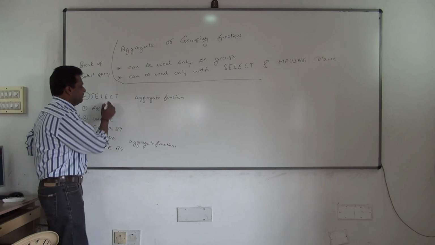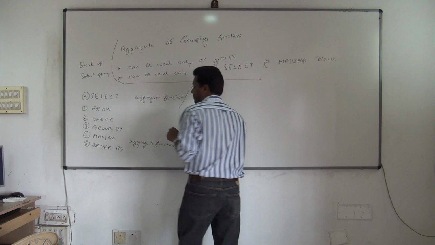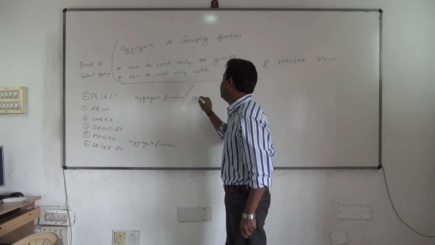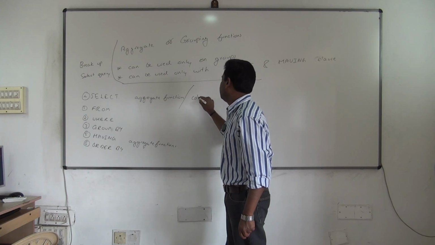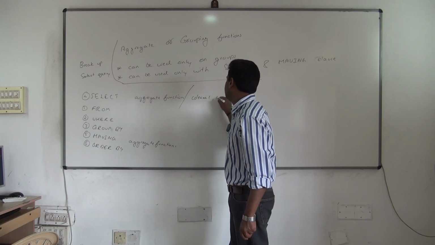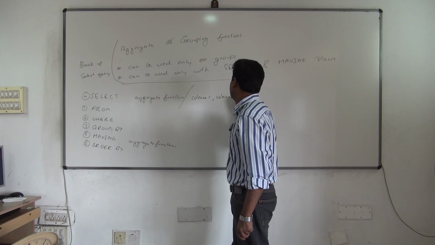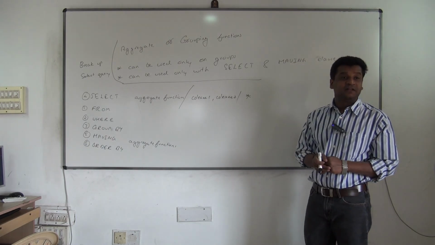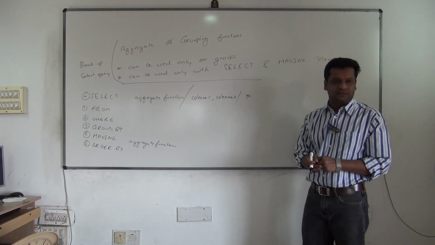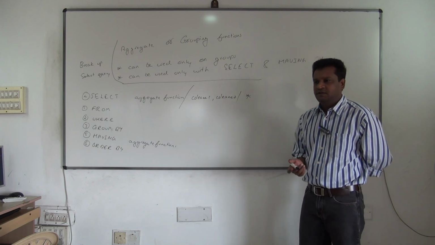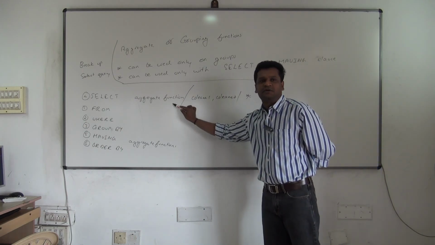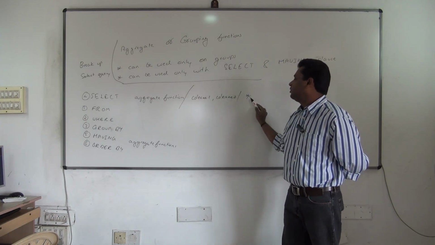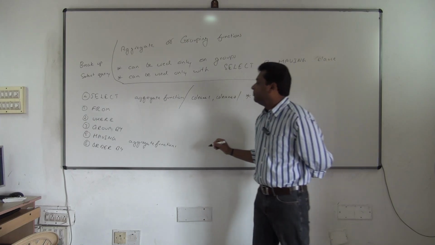Okay. With the select clause, you can use an aggregate function, or, as you know very well, you can use column names: column name 1, comma, column name 2, or you can use an asterisk. These are the three things you can use with the select clause. Till now you have not used the aggregate function, but we'll start using it today.